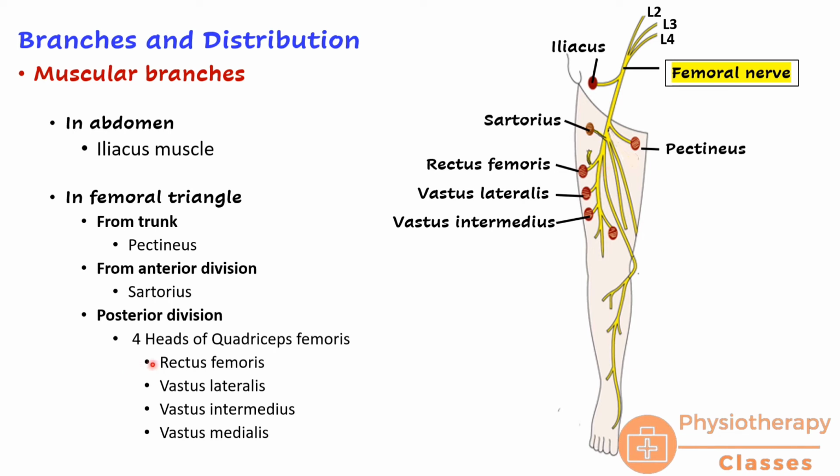So what are the four heads of quadriceps femoris? Rectus femoris, vastus lateralis, vastus intermedius, and vastus medialis. So three vasti and one rectus femoris. That is what you can see here. This is a branch to rectus femoris, then to vastus lateralis, vastus intermedius, and a branch to vastus medialis.